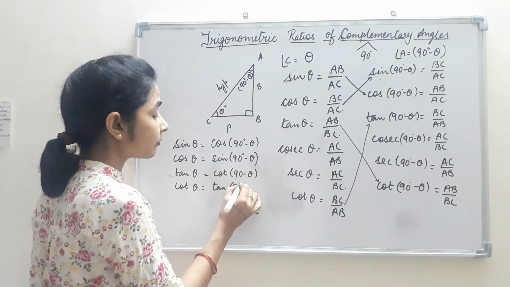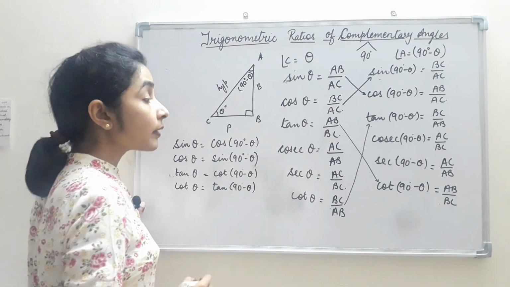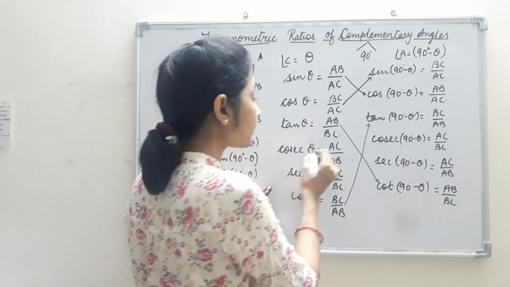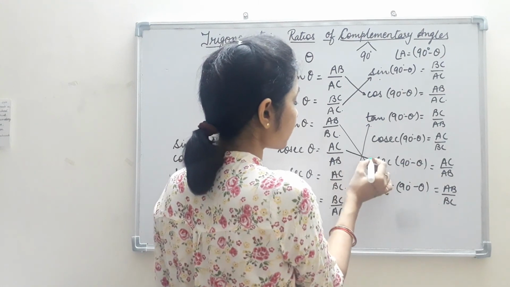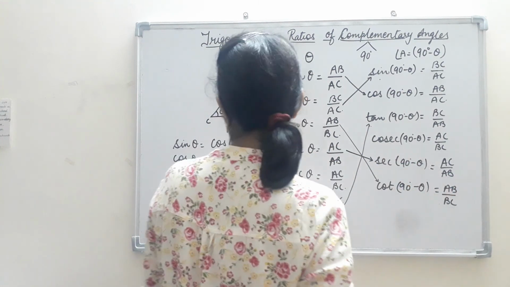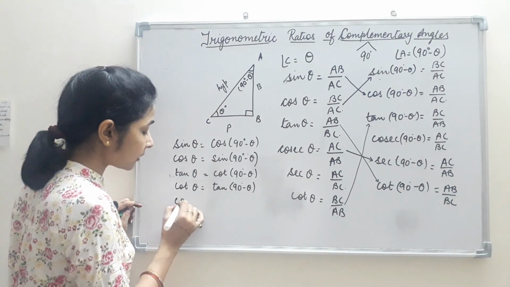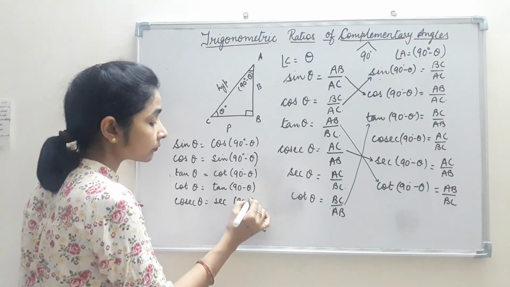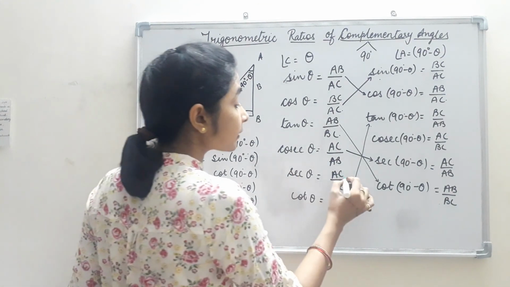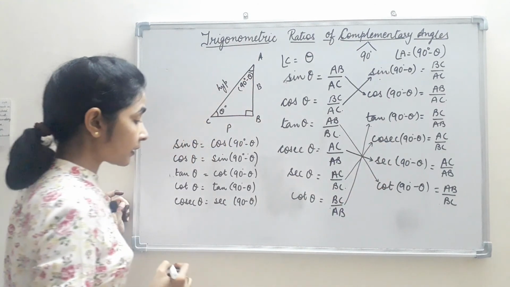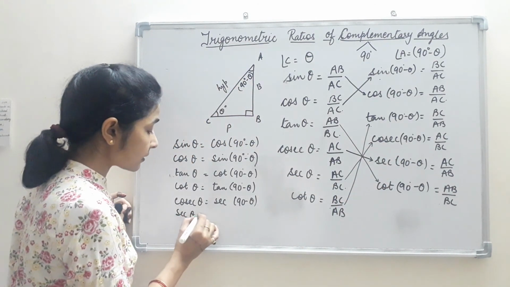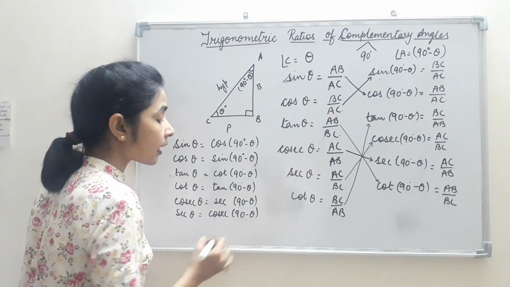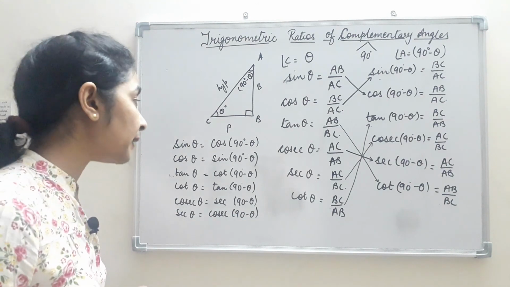Okay, now the last two ratios that are left are cosec and sec. Then there also, if we see, cosec theta is equal to sec 90 minus theta. Just see here, AC upon AB and AC upon AB. So what do we get here? Cosec theta is equal to sec 90 minus theta. Okay, and sec theta is equal to cosec 90 minus theta. So these are the ratios related to complementary angles.